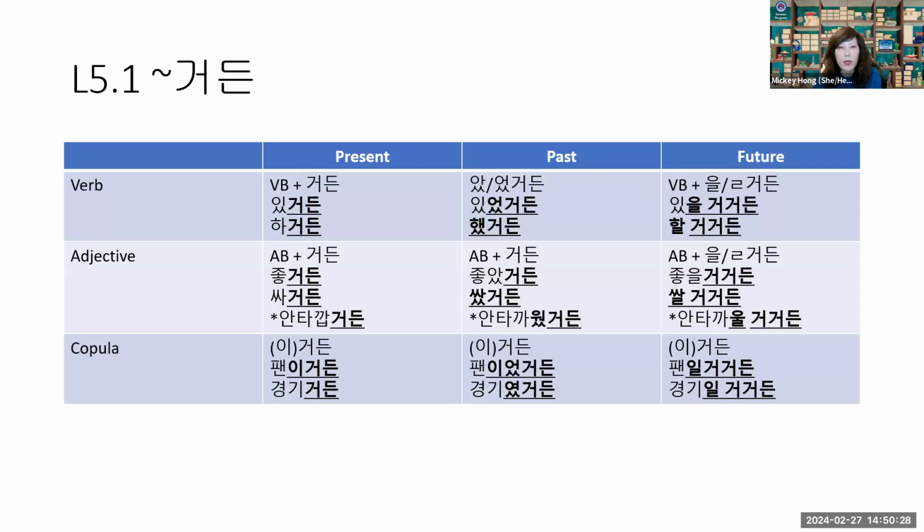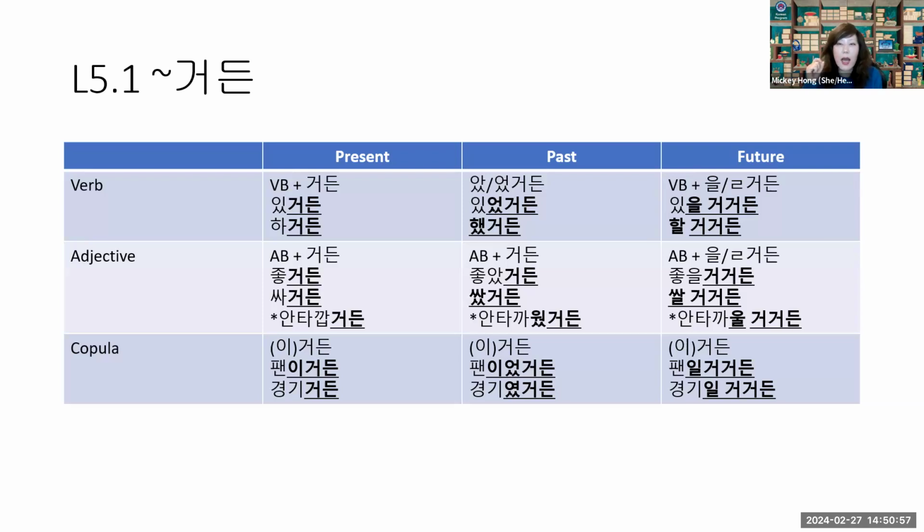For past, it would become 있었거든, 했거든, 좋았거든, 쌌거든, 안타까웠거든, 팬이었거든, 였거든. So if the noun ends in consonant, 이었거든, otherwise 경기였거든.